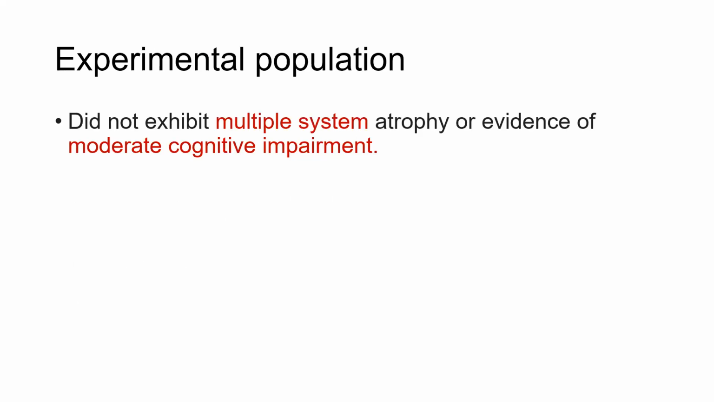Individuals with SCA were selected only if their damage was localized to the cerebellum and did not exhibit significant cognitive impairment. Researchers here were trying to limit damage to the cerebellum and motor learning only.